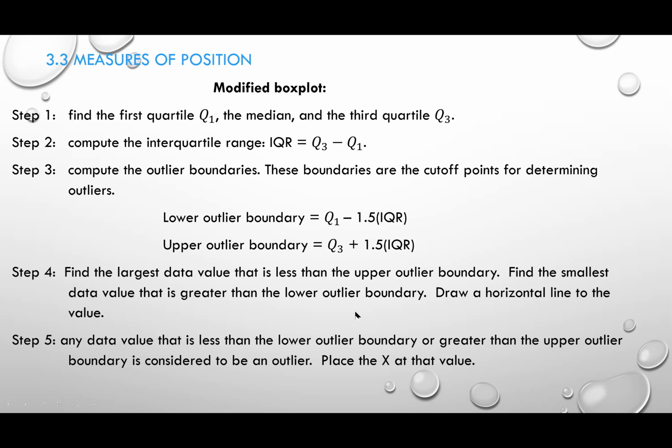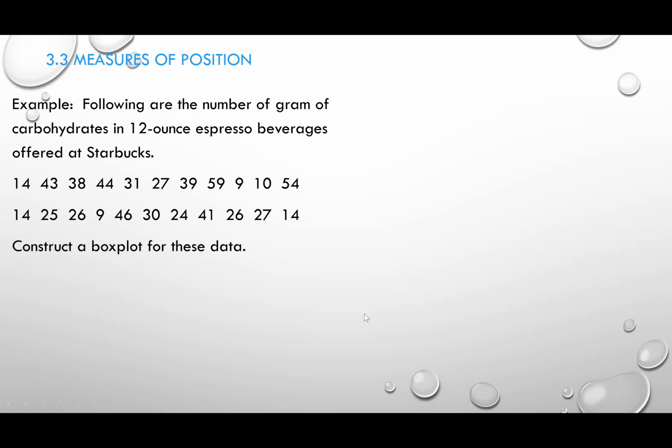Okay, so let's take a look at this item. Let's say on your homework, you have this problem. On your homework, they will ask you to find the Q1, Q2, Q3, find the IQR, find the outlier, and do all those things. I just go straight and ask you to construct the box plot.